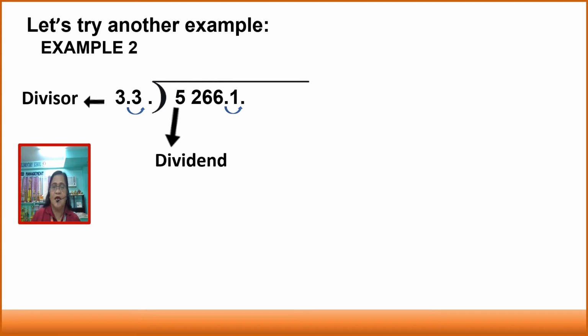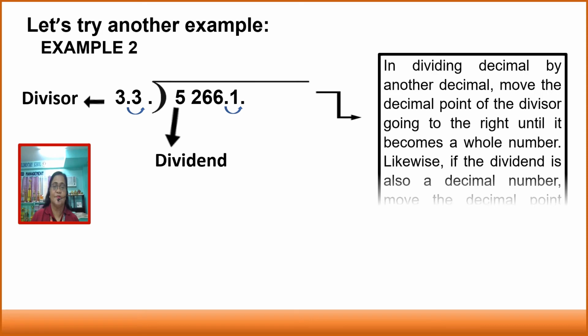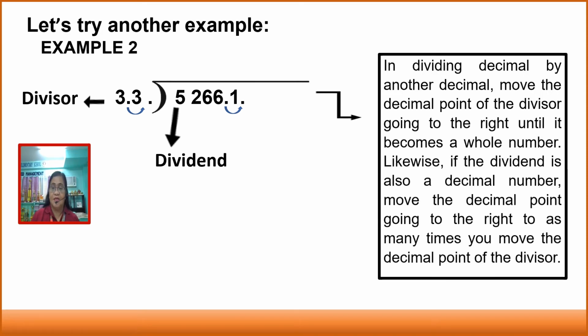How do we divide decimal number by another decimal number? In dividing decimal by another decimal, move the decimal point of the divisor going to the right until it becomes a whole number. Likewise, if the dividend is also a decimal number, move the decimal point going to the right to as many times you move the decimal point in the divisor.